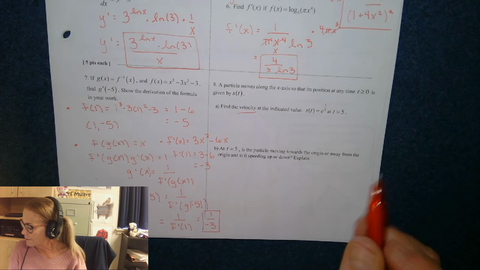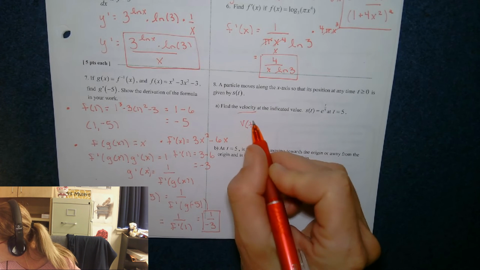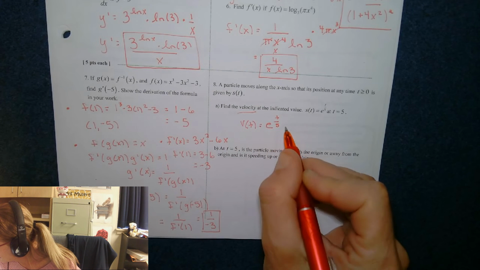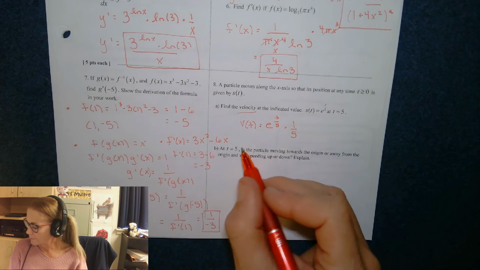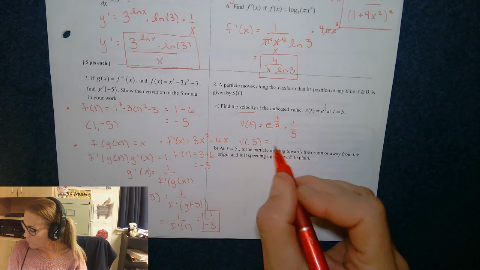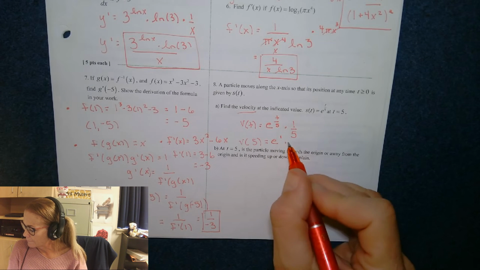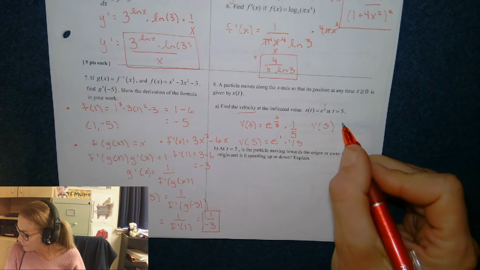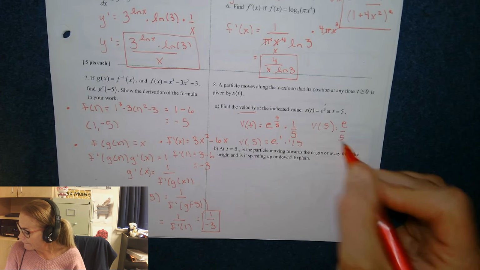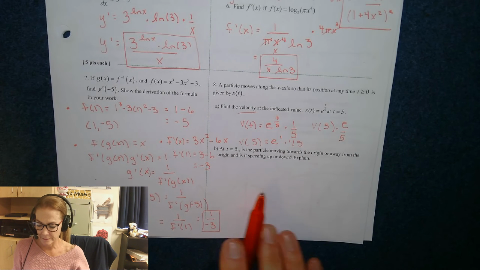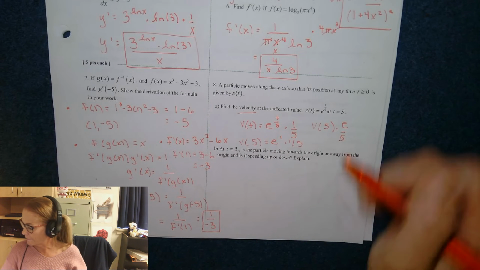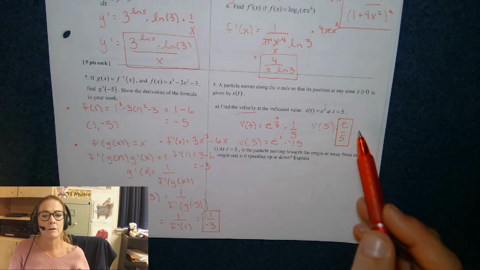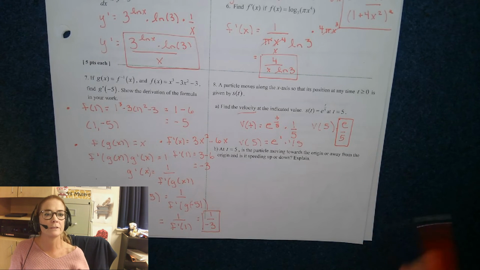Velocity at the indicated value, first derivative. So v of t is, leave it alone, and chain. Okay, let's plug 5 in. e to the 1 times 1 over 5. So v of 5 is e over 5. And doesn't look like we have any units there, so we'll just leave it at that. Of course, if there were units, it would be the linear over the time, so meters per second, etc.